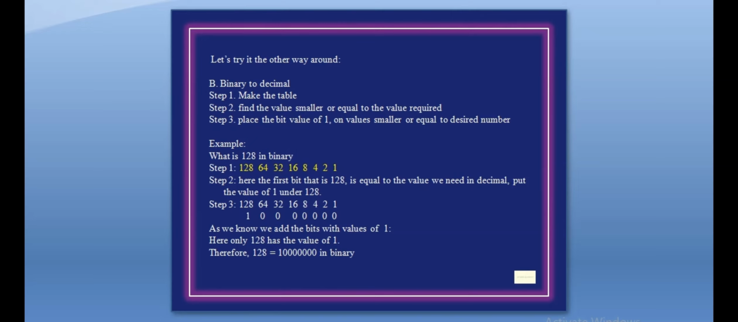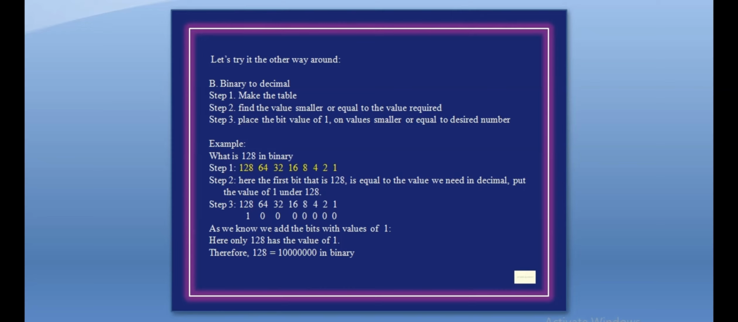Step 2 is to look for values in the table that are either smaller than or equal to the value that we need. It sounds confusing. Now let's try to understand with an example. Suppose I say, what is 128 in binary?